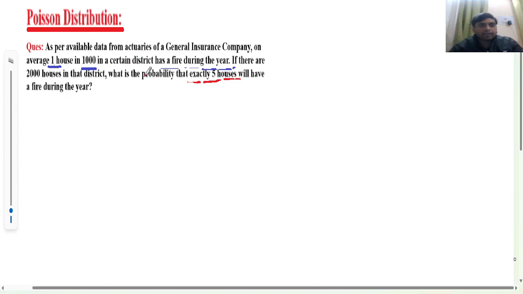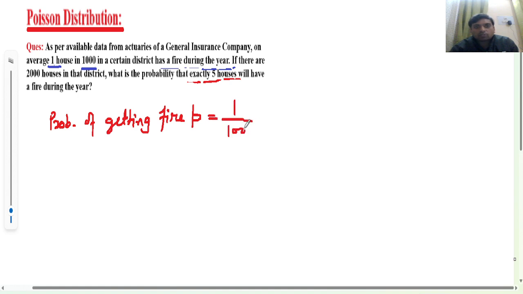As per available data from actuaries of a general insurance company, on an average one house in 1000 in a certain district has a fire during the year. So first we will focus on this first line only. In this first line we have one house out of 1000 getting fire. This means this is the probability of getting fire, p, and p equals one house out of 1000 houses.